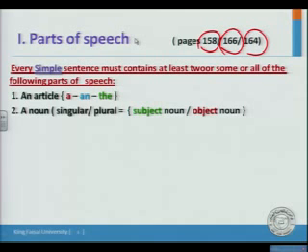And at the same time, in a sentence, a noun might be a subject or object. So keep this in mind. If we have a noun in a sentence, the noun might be a subject or an object, and the noun might be singular or plural. Yeah, this is the way.